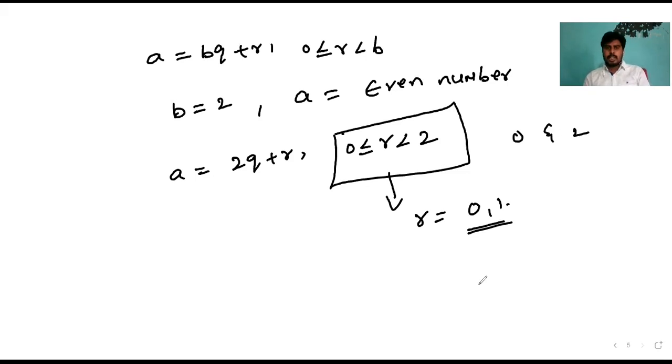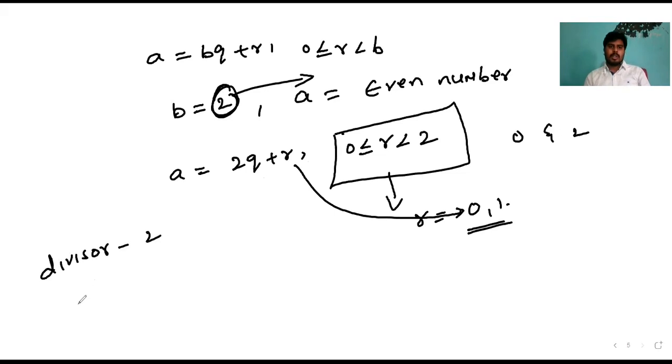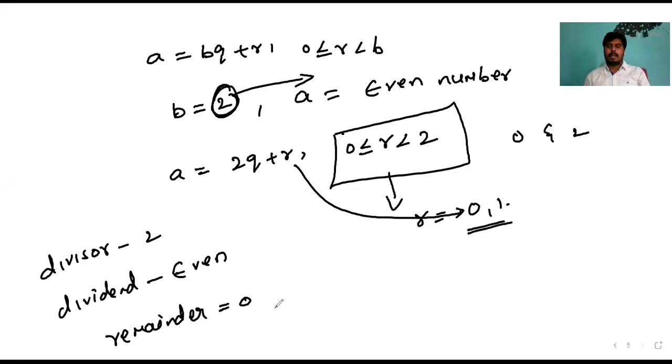Why do we substitute r equals 0? If the divisor is 2 and you divide an even number, you will definitely get remainder 0. Once again, I'm repeating: if the divisor is 2 and the dividend is an even number, then what would the remainder be? It must be 0. The remainder must be 0.